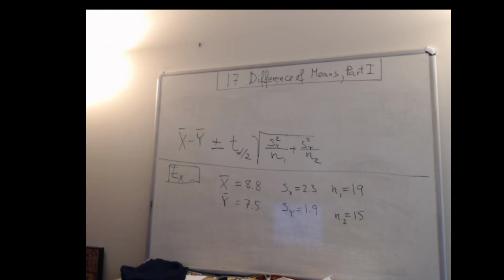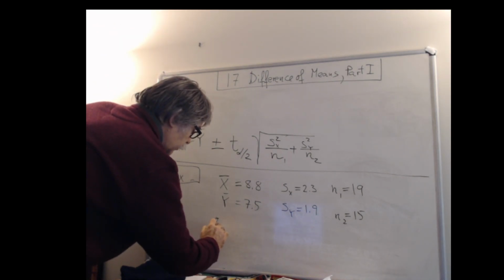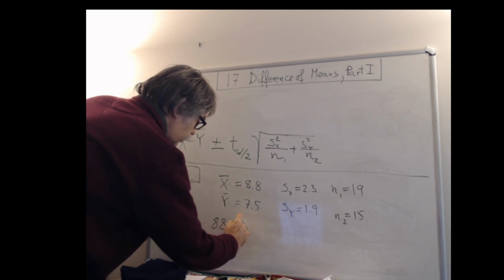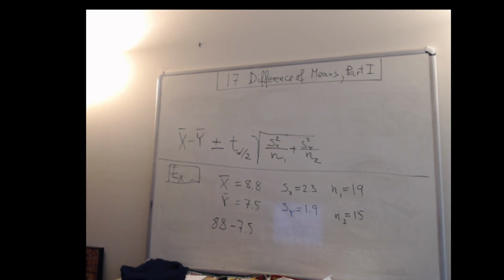Okay, so now you're going to use this formula. Very simple. 8.8 minus 7.5. This is your point estimate. So the point estimate is the difference, 1.3 inches. The island birds have 1.3 inches longer wingspan. But that, of course, is a point estimate, so you need to have a give or take.